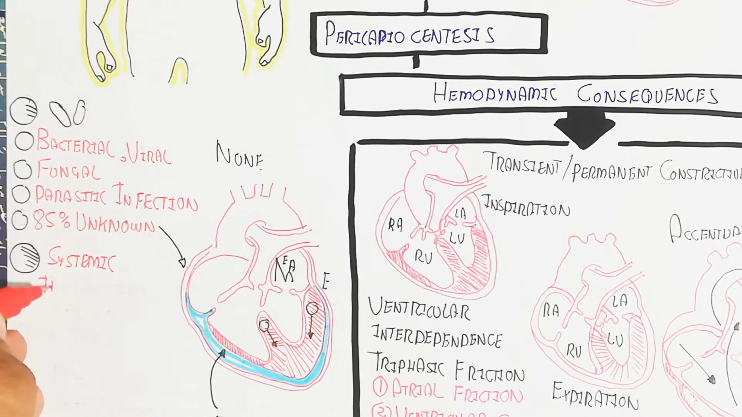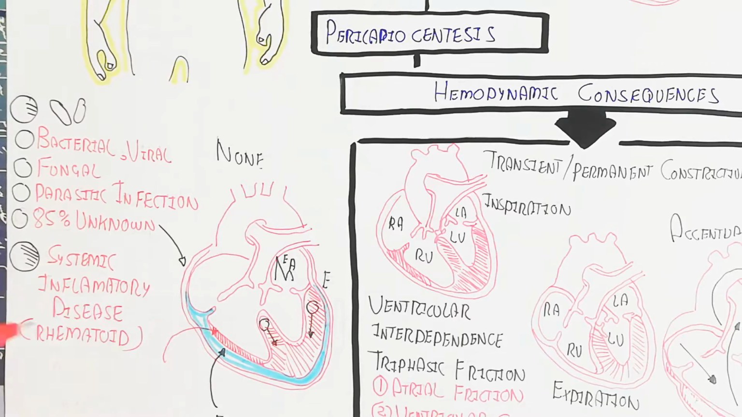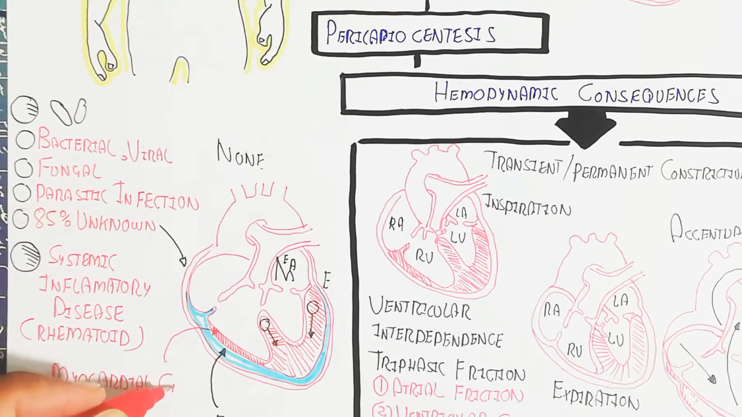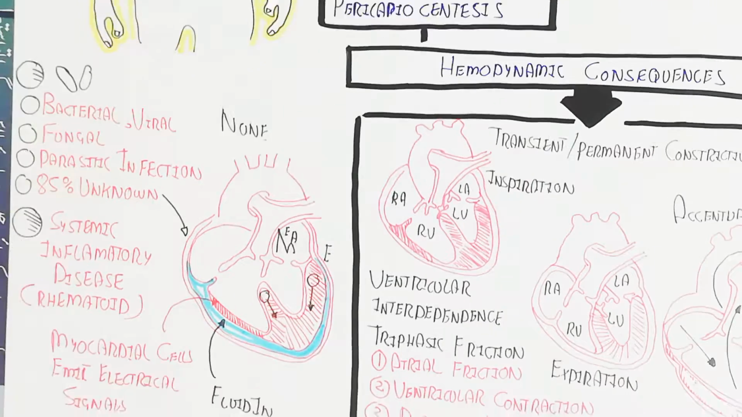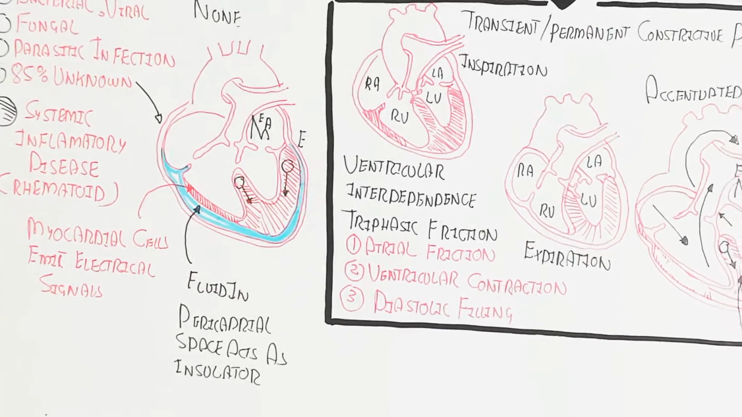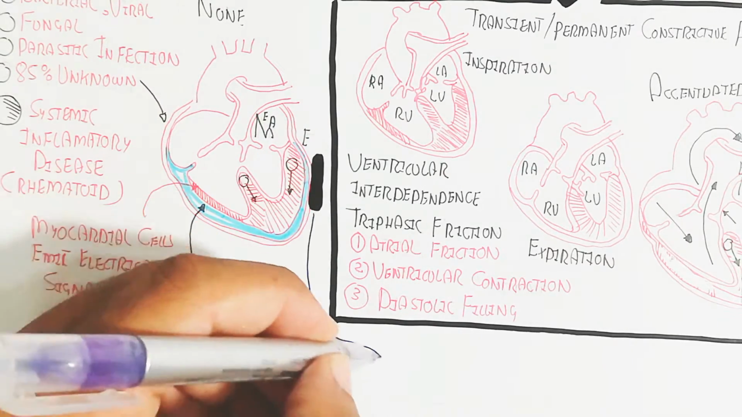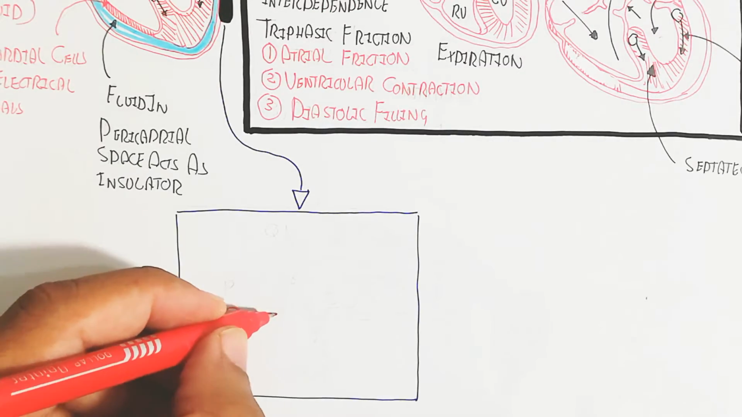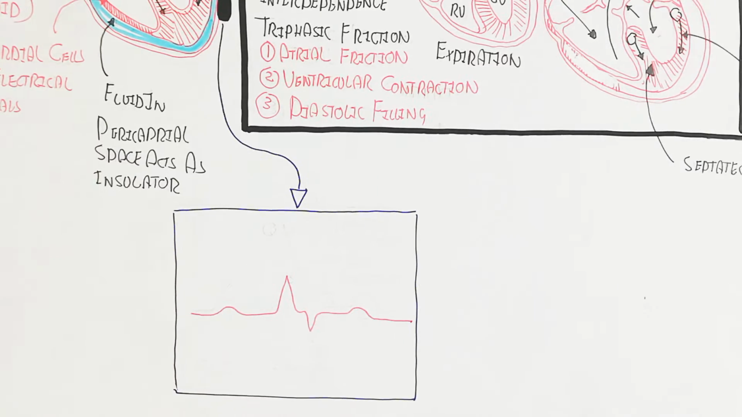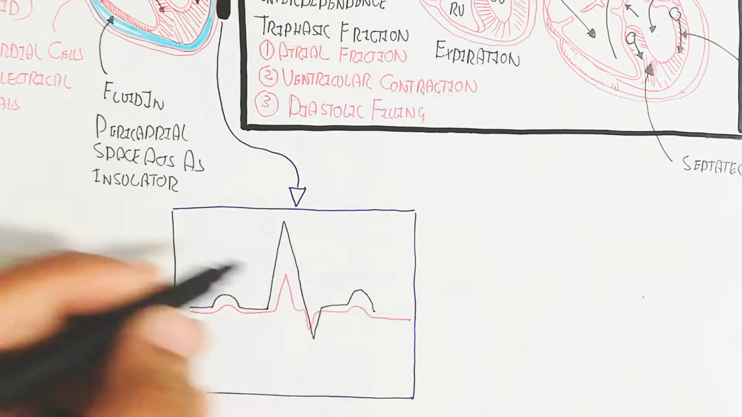It can occur due to bacterial, viral, fungal, or parasitic infection, 85% unknown, and systemic inflammatory diseases like rheumatoid arthritis. The myocardial cells emit electrical signals, but the dilation of the heart will not be complete. This is not constriction but dilation.